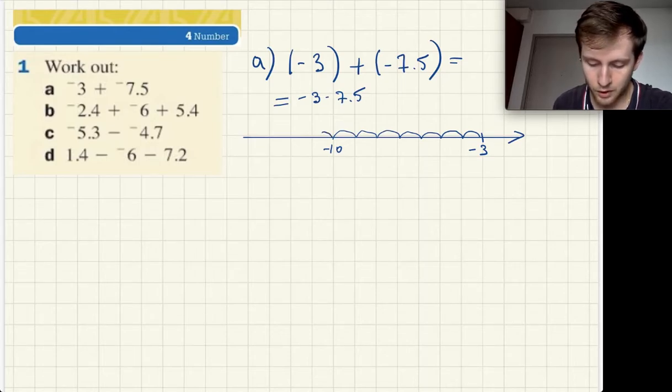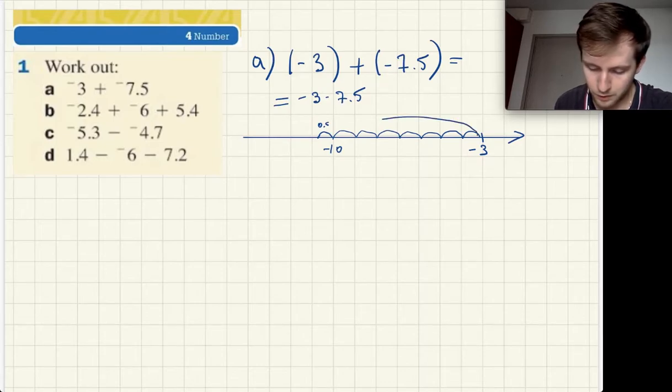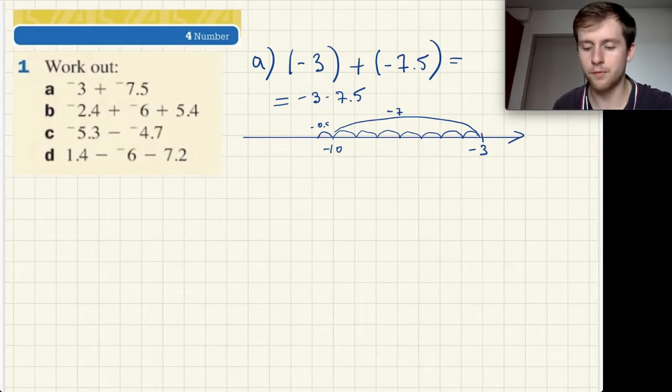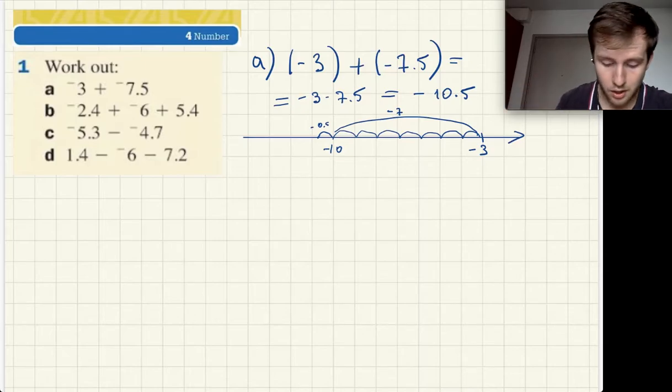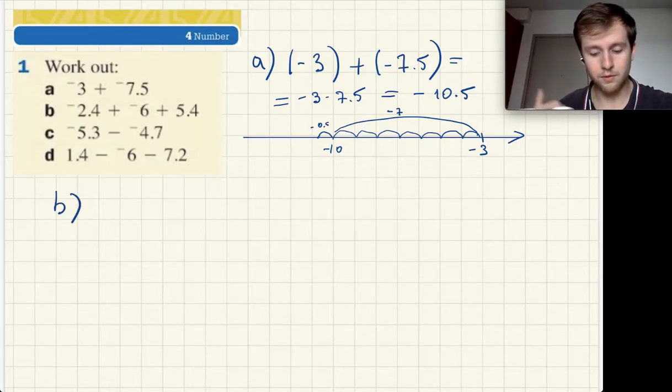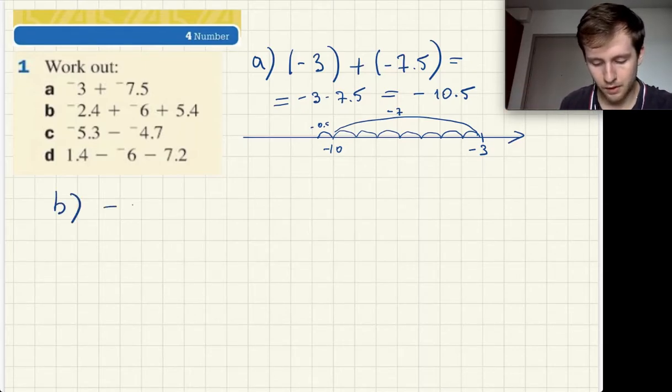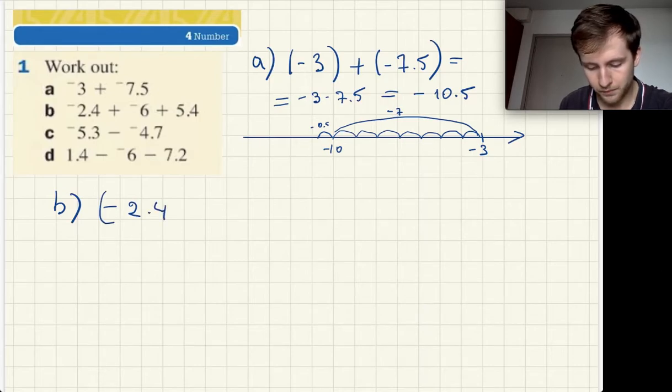And then we go a bit more. We go 0.5 here. So this is -7, -7 and then minus 0.5. So to get altogether we would get -10.5 as an answer. There are some different methods to do this, and I will try to show you these methods. Okay, next we have a -2.4 plus -6 plus 5.4.